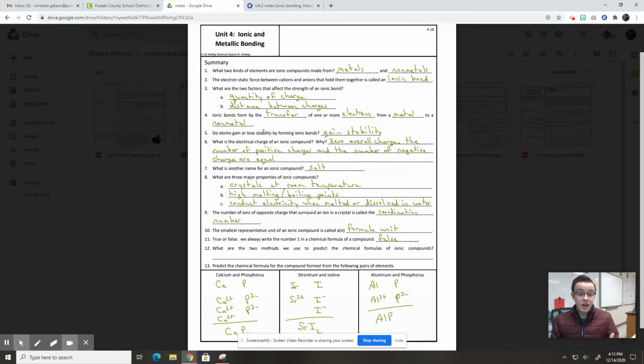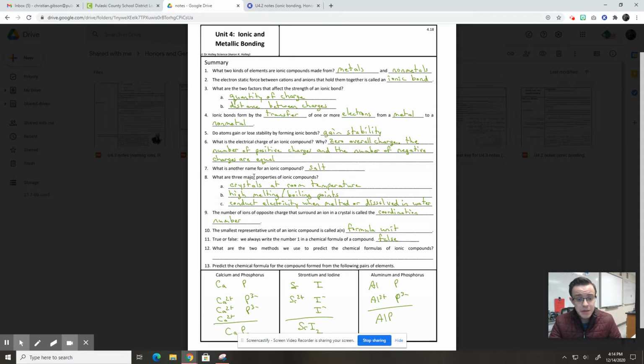Another name for ionic compound, number 7, is salt. Now, we kind of have just been used to calling table salt salt. Sodium chloride is the formula for that. But any ionic compound is technically a salt. Okay, so that's just another term, another general name for ionic compounds. We can call them salts.